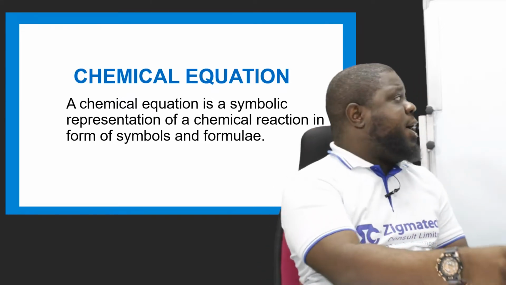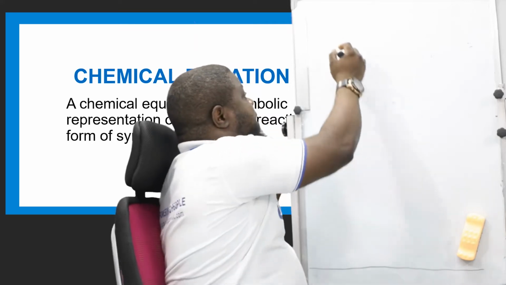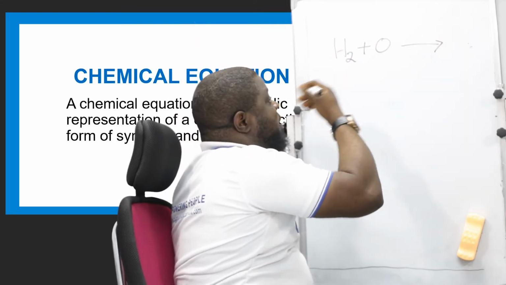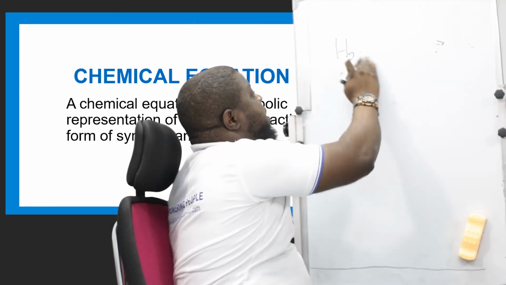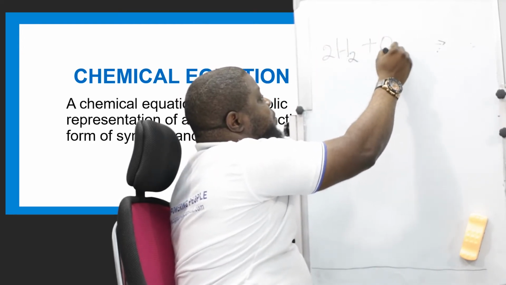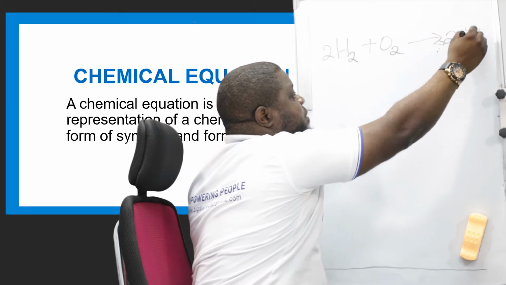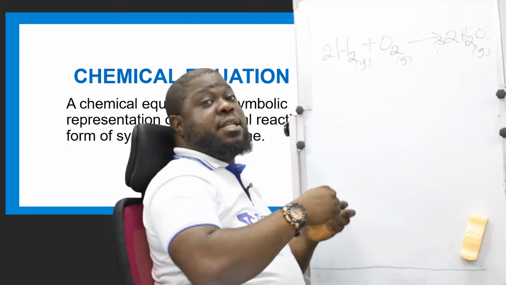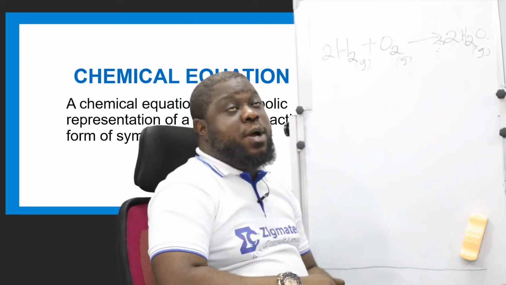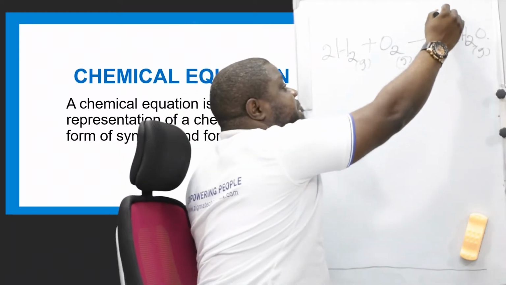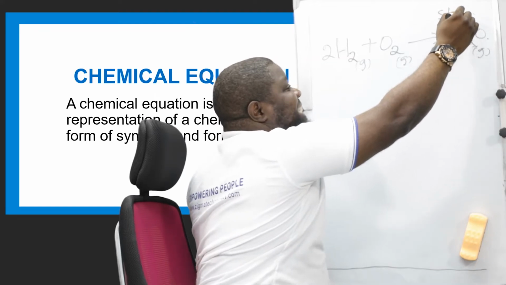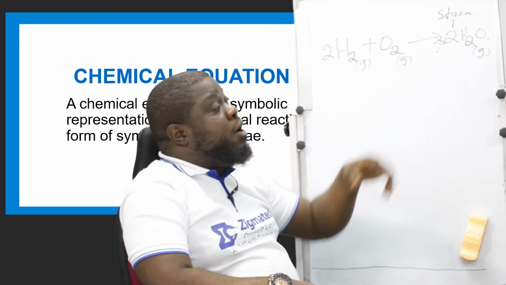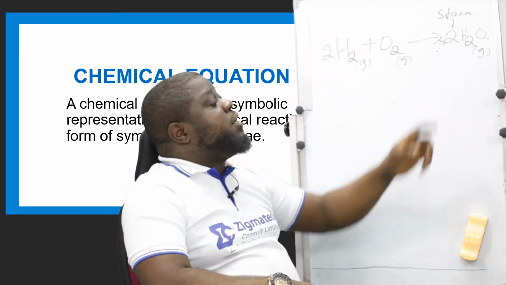Take for example, I represent water. Let's use this one: 2 molecules of hydrogen reacting with oxygen to give us 2H2O, both in gaseous state. I told you in the last chemical equation that this is steam, the formula for steam. For every 2 moles of hydrogen, water is formed. And for every 1 mole of oxygen, water is formed.